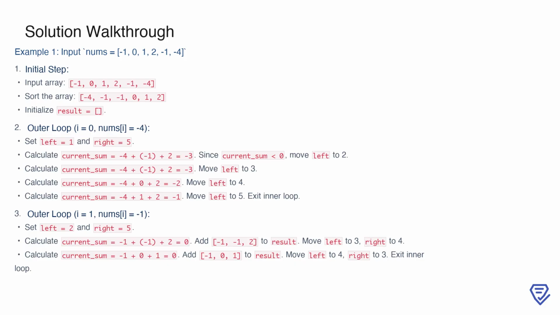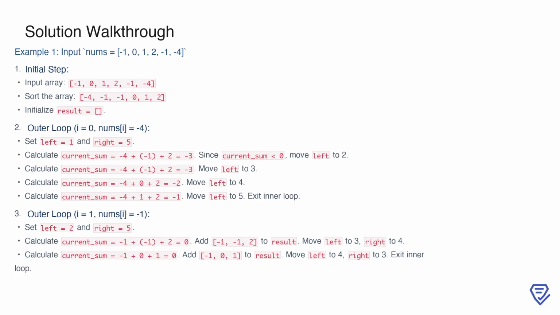Starting at index i equals 0, where nums[i] equals -4, we set two pointers, left equals 1 and right equals 5, the ends of the array beyond the current index. Calculating the sum of these three values, current_sum equals -4 plus -1 plus 2 equals -3, we see that the sum is less than 0, so we move the left pointer to the next position. This process repeats for the next sums, -3, -2, and -1, each time moving the left pointer forward.